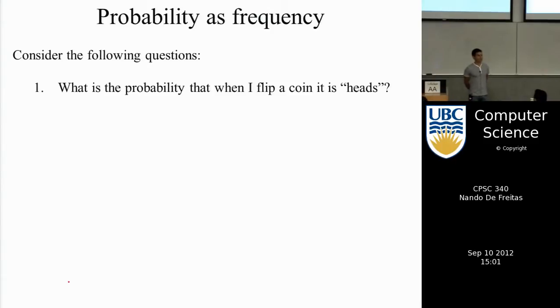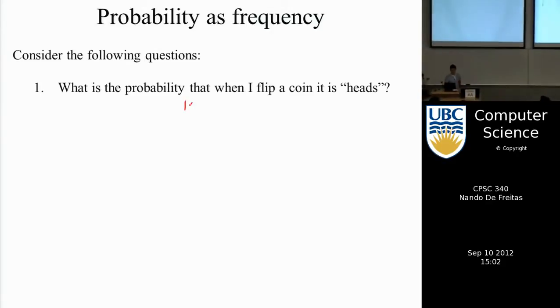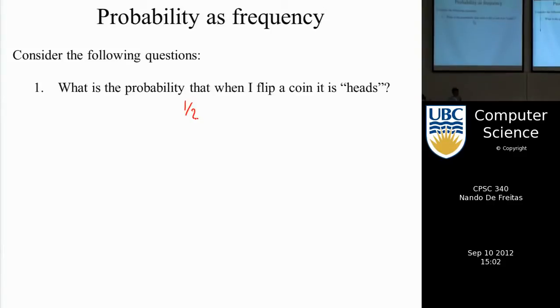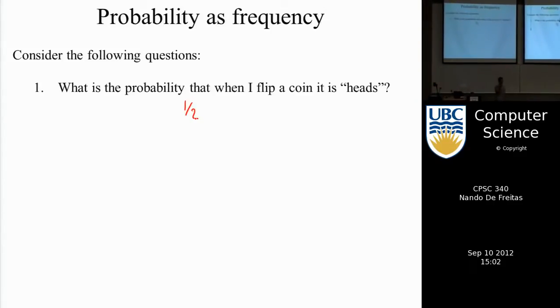Let's start by asking you a question. If I toss a coin, what's the probability that it will be heads? Anyone? Half, 50%. Is it a fair coin? Okay, so the next question then is, why would you expect it to be a half?